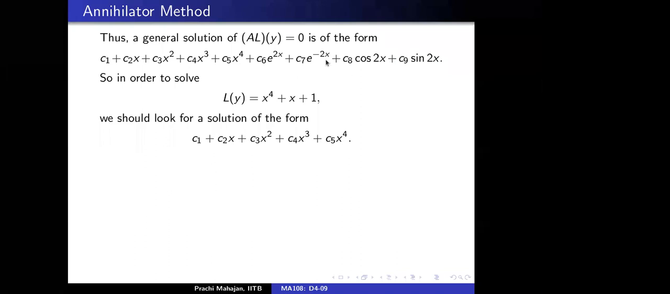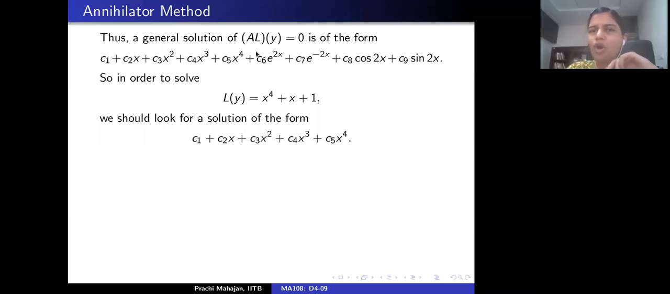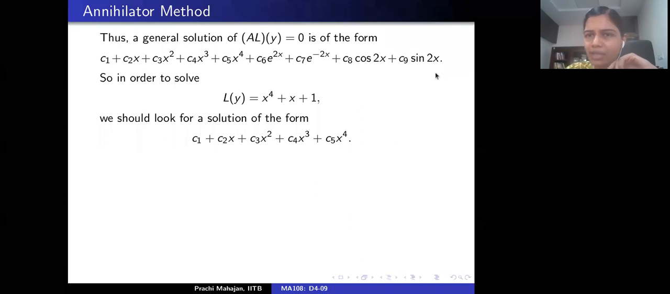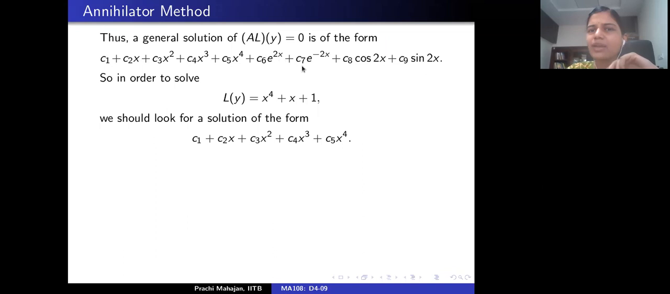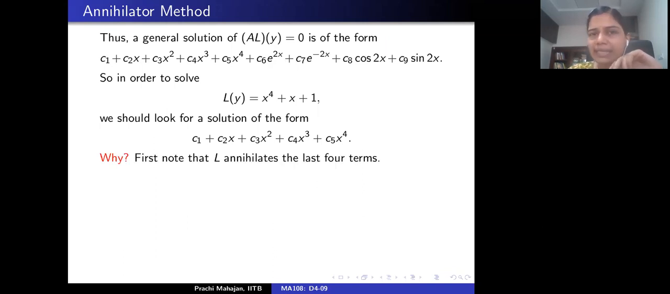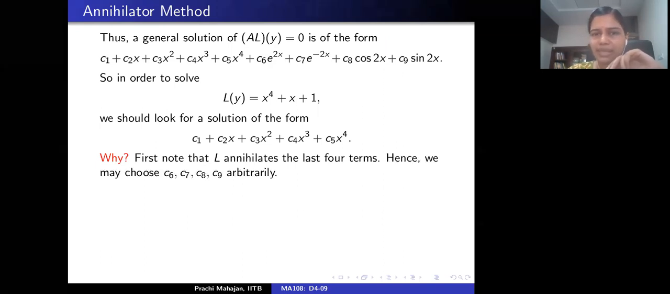Because these are actually the solutions of the homogeneous equation Ly equal to 0. So no matter what constant I choose, they are always going to be annihilated by the operator L. So I can take C6, C7, C8, C9 to be arbitrary. In particular, I can take C6, C7, C8, C9 to be 0. Is that okay?